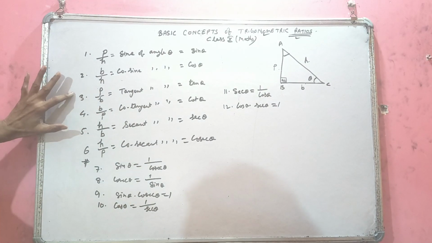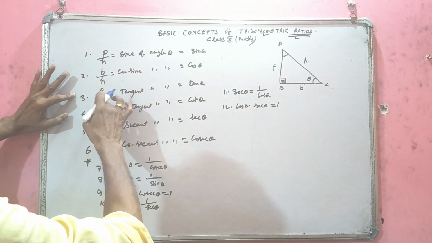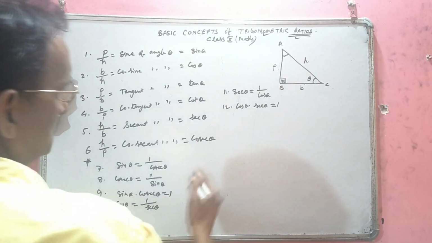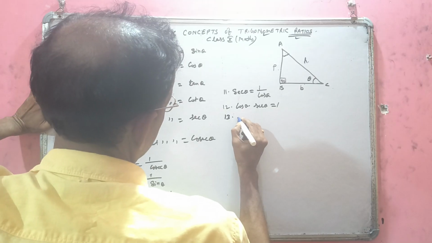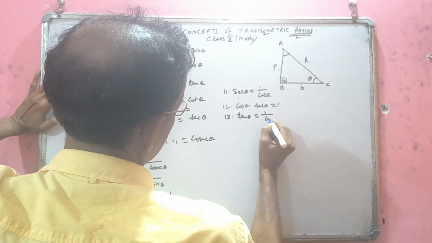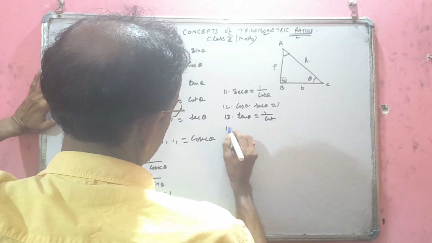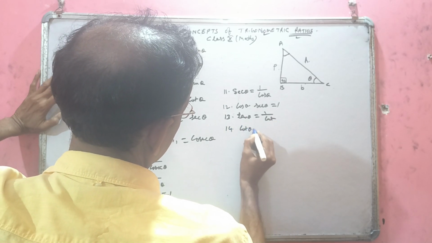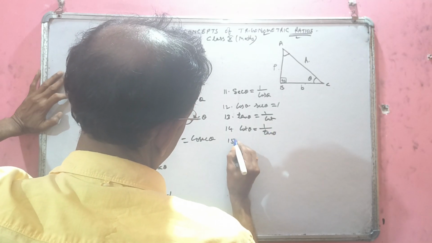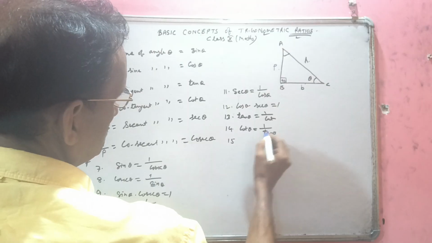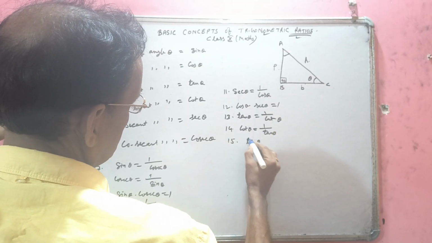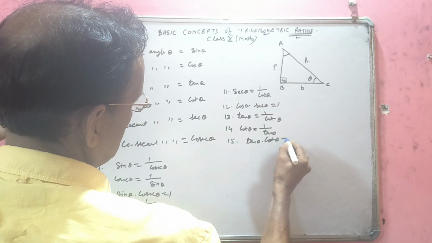Now, the third one is tan, which is p by b, and what is the reciprocal? B by p. So tan is the reciprocal of cot. So we can write tan theta is equal to 1 by cot theta. Then cot theta will be equal to 1 by tan theta. And if tan theta equals 1 by cot theta, then what is the meaning? Tan theta into cot theta equals 1.